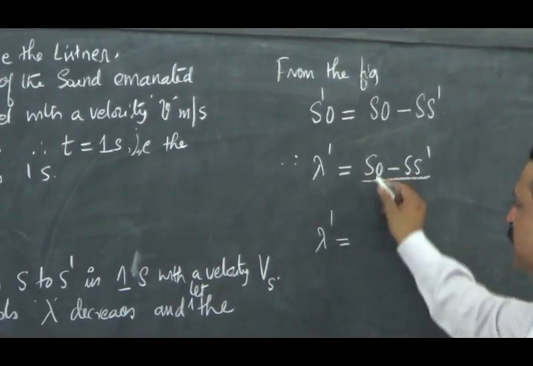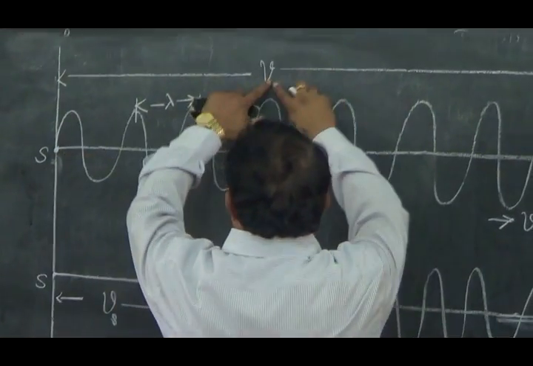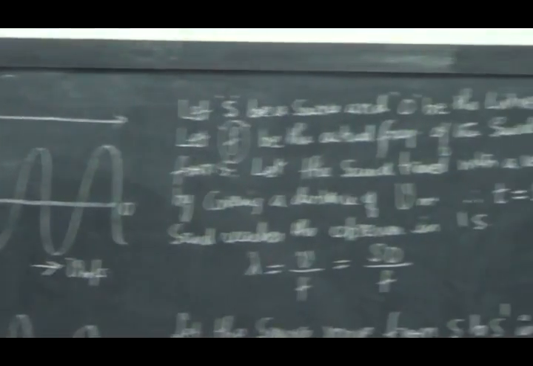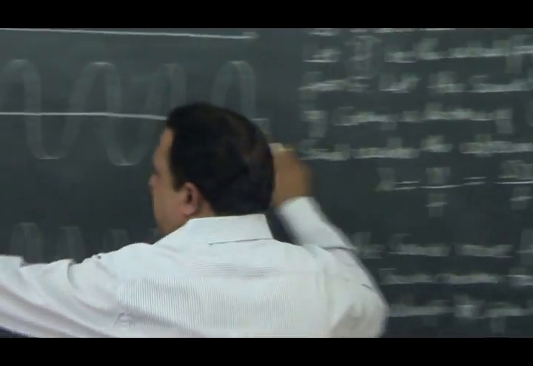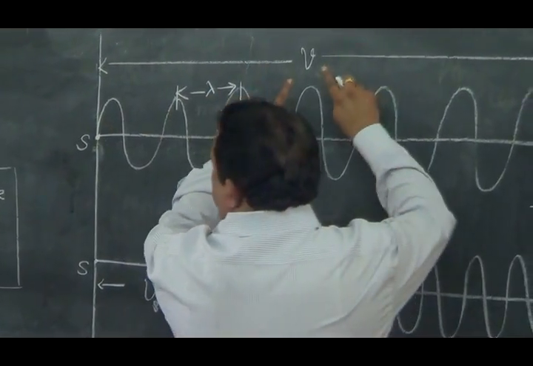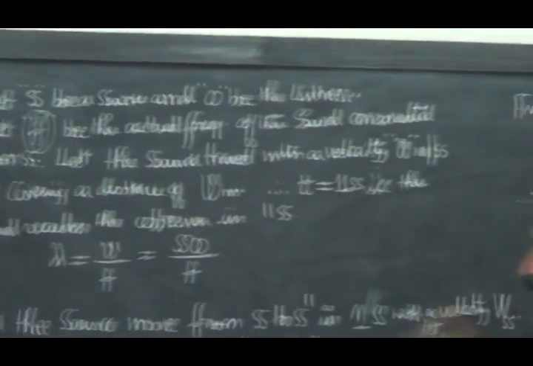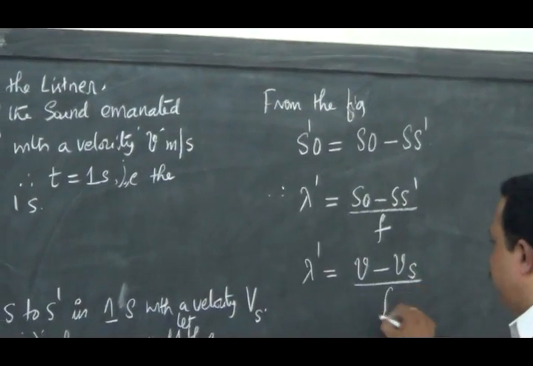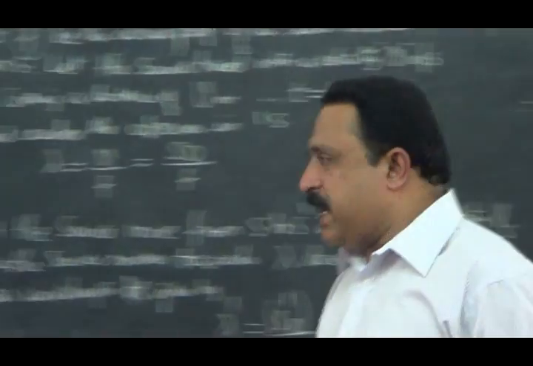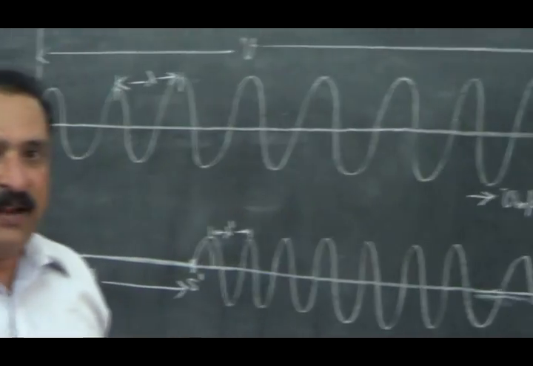Or lambda dash equals SO. SO is the entire length, that is d meters. Distance can be replaced by velocity. SS dash is the distance. Now it has to be replaced by Vs, divided by f. So lambda dash is equal to v minus Vs divided by f.